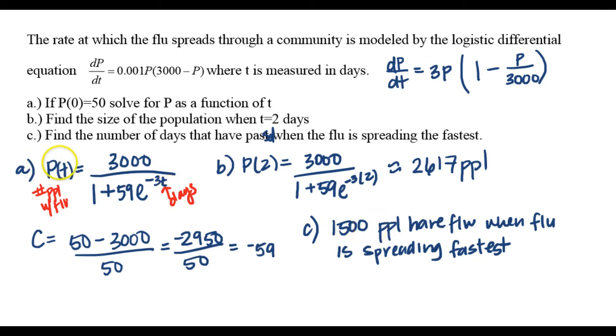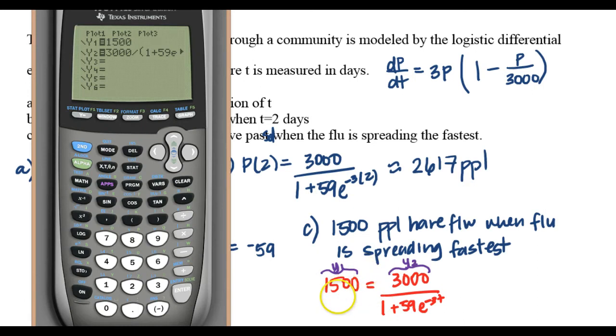occurs. So in other words, I'm going to solve the equation 1,500 equals 3,000 over 1 plus 59 e to the negative 3t. So this is definitely not something we would solve by hand. We can graph each of these on our graphing calculator and find the points of intersection. So 1,500 we can enter as y1, and 3,000 we can enter as y2. So let's take a look at solving this part on the calculator.